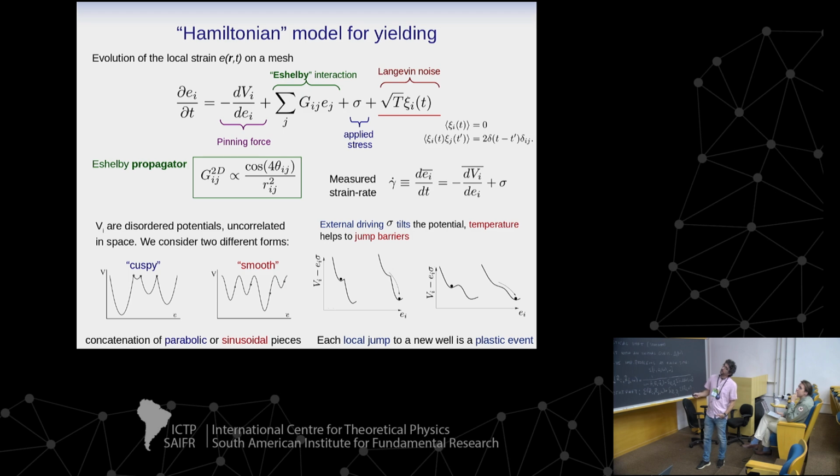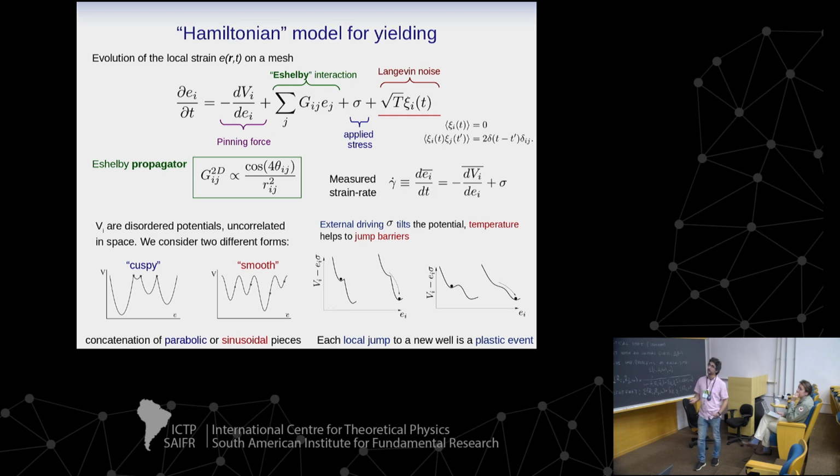Then we will use two kinds of disorder potentials, the ones that I call CASP, which are concatenations of parabolas like this, which has a discontinuous derivative in the transition from one well to the other, and others that are more sinusoidal-like, which are called smooth, okay? So you can always build these things by combining sines with random phases.